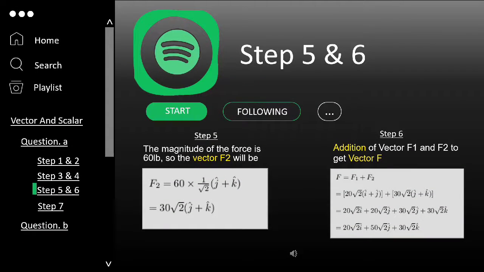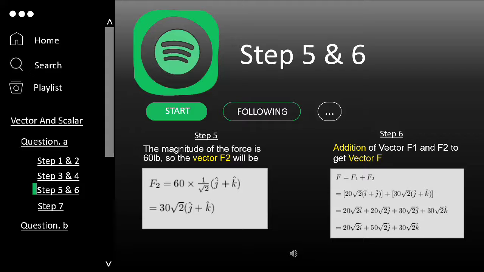The next step is the magnitude of the force is 16 lb. So the vector F2 will be F2 equals 16 times 1 divided by square root 2 (J plus K), equals 13 square root 2 (J plus K). The next step, addition of vector F1 and F2 to get vector F.